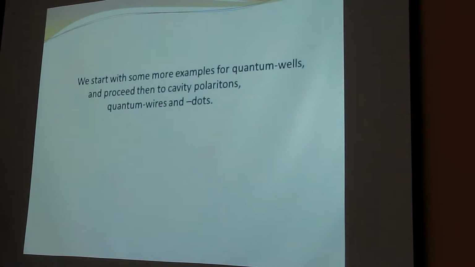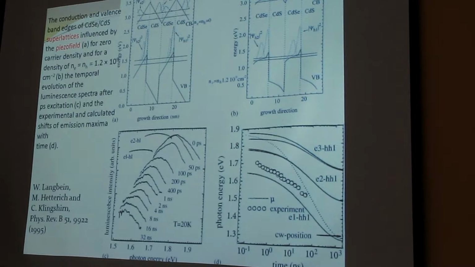So this is what we do here. I said we are mainly talking about type 1 superlattices or quantum wells. This is now a little bit strange phenomenon which we observed when we were growing strained cadmium sulfide, cadmium selenide superlattices. They have different lattice constants, so if you grow thin layers, one is compressed and the other is a little bit expanded. This is the first part of the story.